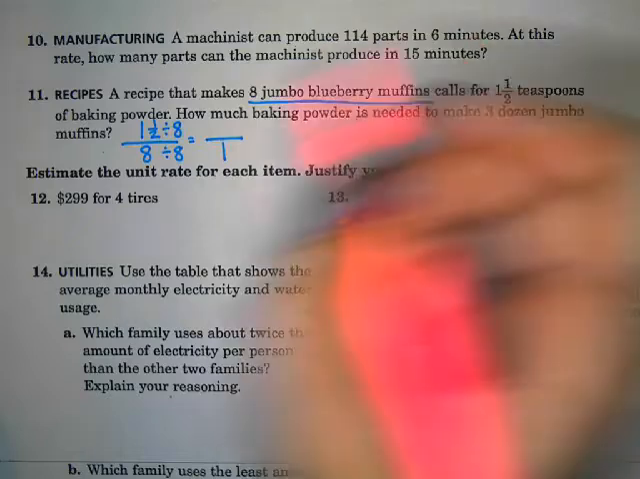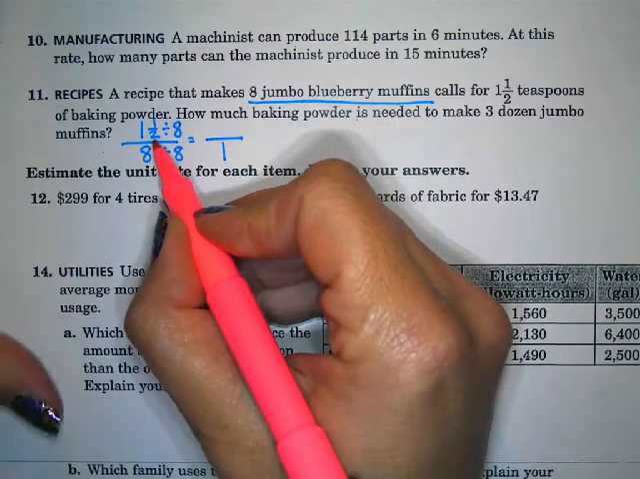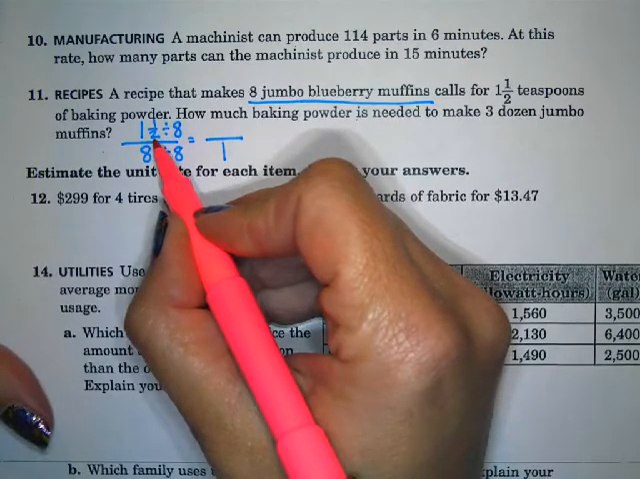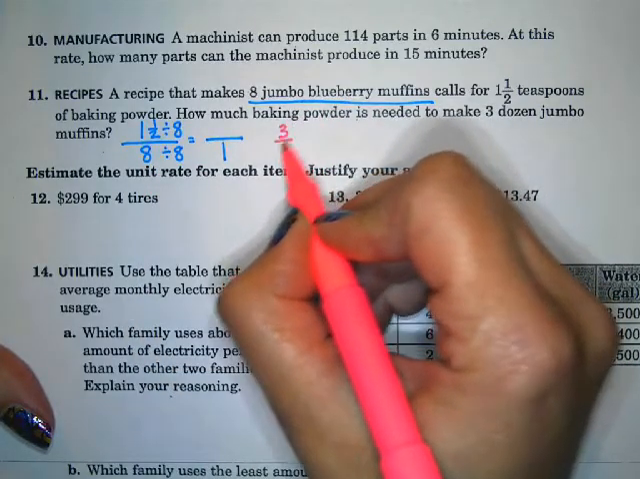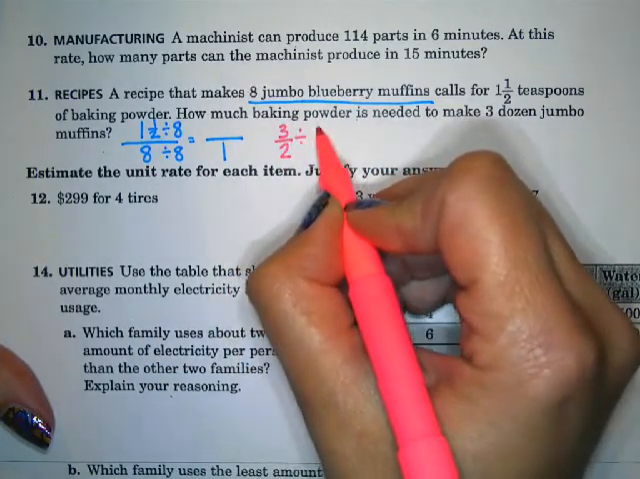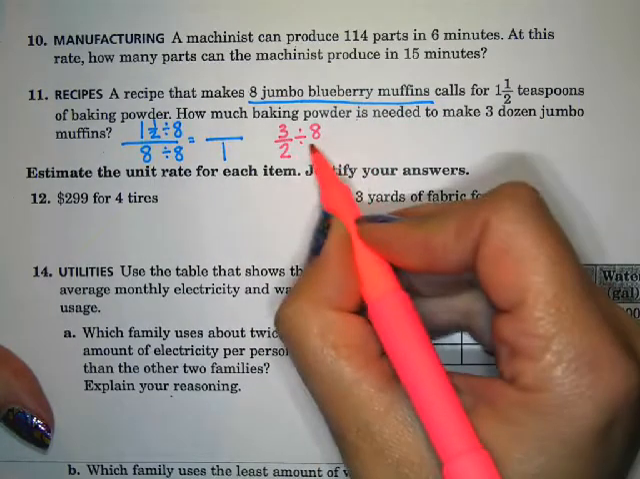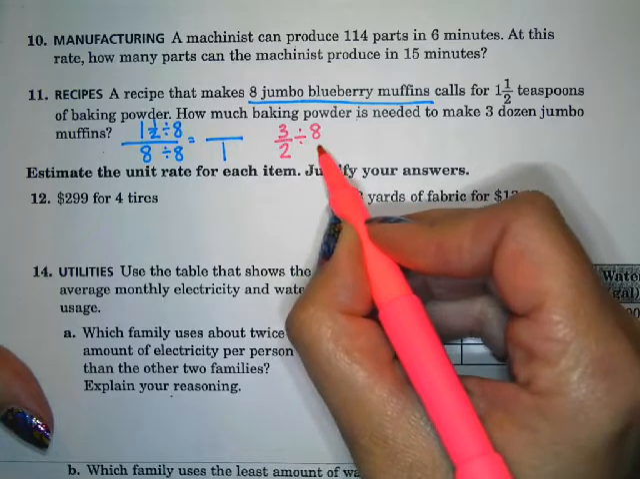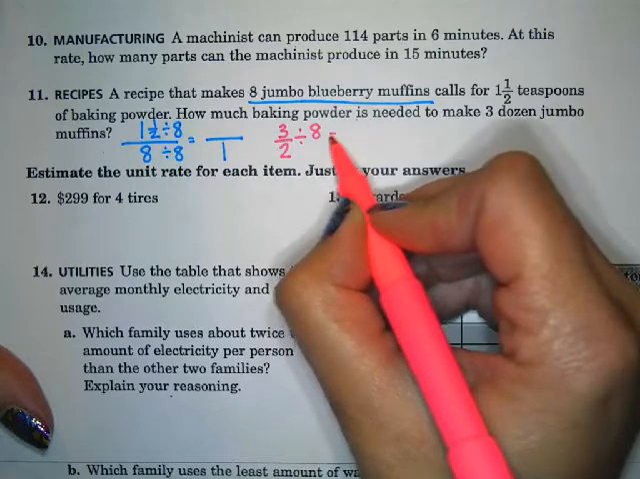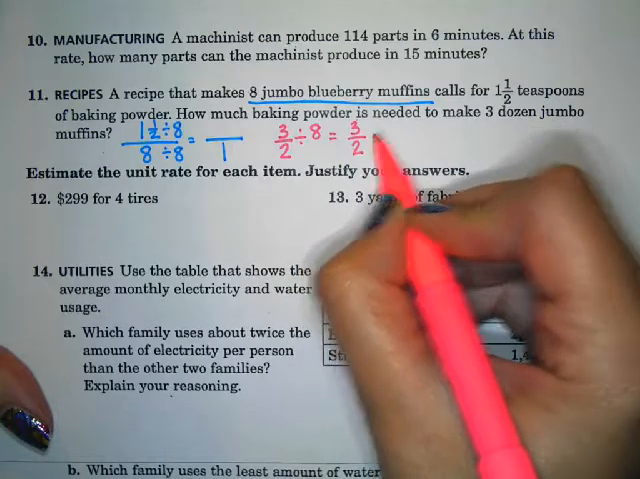So the first thing, let's go ahead and change our mixed fraction into an improper fraction. So 1.5 is the same thing as 3 halves, and we're dividing it by 8. Okay. Now, we know that when we're dividing fractions, we need to change it to multiplication and take the reciprocal of it. So this is the same thing as 3 halves times 1/8.